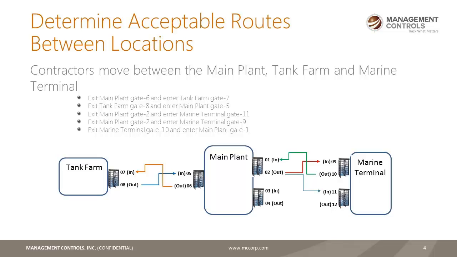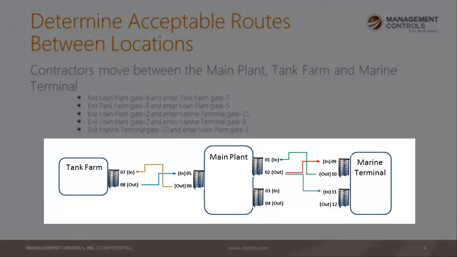The table associates an out reader at one location with an in reader at another location and defines the allowable maximum time that can be granted for travel. As in the example shown here, you may not want to configure all possible combinations of gates. Instead, you would configure only the gate pairs that contractors will be permitted to use from location to location.